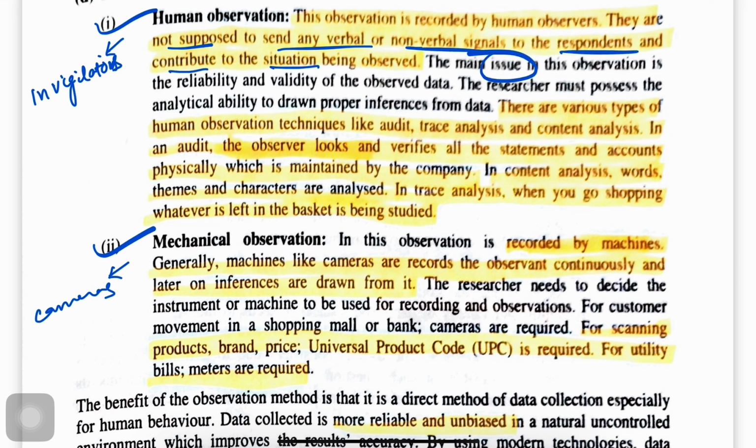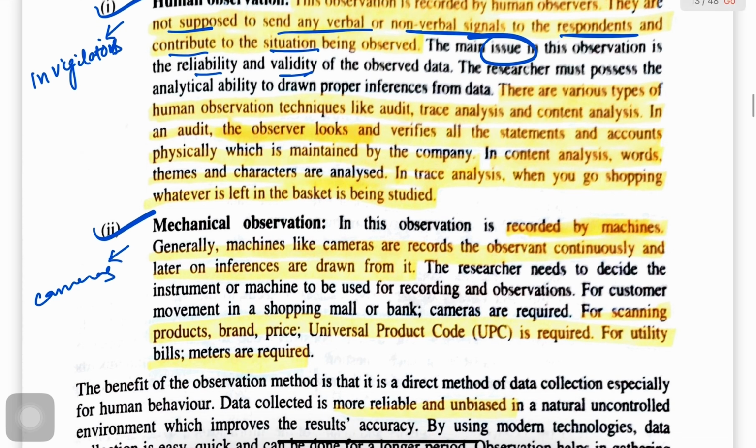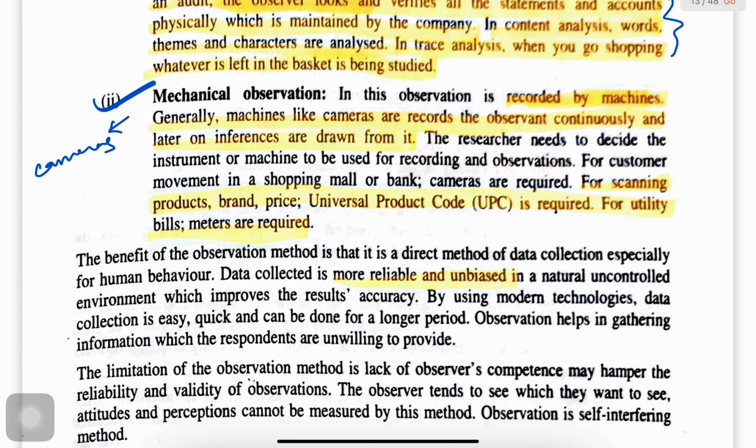The main issue in such an observation is the reliability and validity of the observed data. The researcher must possess the analytical ability to draw proper inferences from the data. The various types of human observation techniques are audit, trace analysis, and content analysis. You can look at this right here. Mechanical observation is recorded by machines. Generally, cameras are used to record such observation continuously, and later on inferences can be drawn from it.